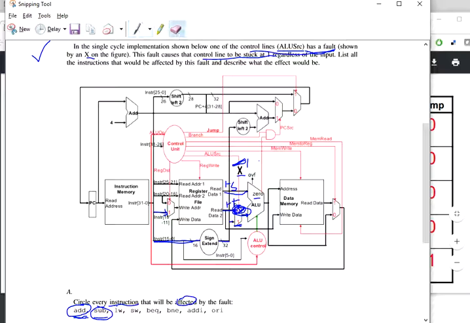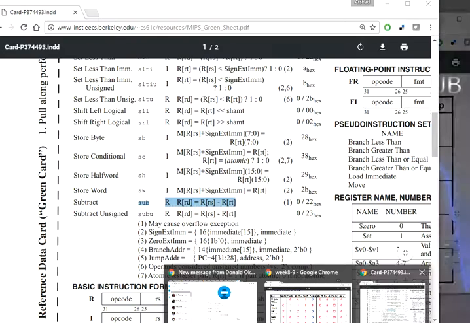Let's go and clear this up a little bit. There's so much going on because load word and store word are going to be slightly different. I'm going to do load word and store word together because they're very similar to each other. All right. So let's talk about load word and store word. What do load word and store word do? Let's pull up our green sheet and see.